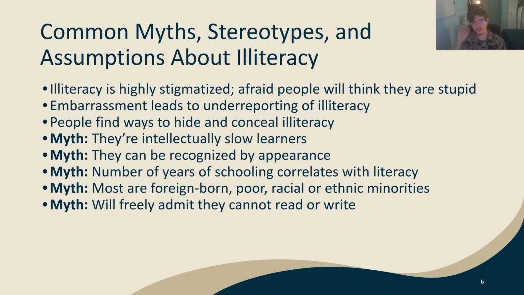So, now let's talk about common myths, stereotypes, and assumptions about illiteracy. Illiteracy is highly stigmatized. People that are illiterate are afraid that people think they are stupid. Once again, I mentioned this earlier. Somebody can have an average IQ and be illiterate. Being illiterate does not mean somebody is stupid. People can be very articulate and very smart, but not know how to read. It happens. Embarrassment leads to underreporting of illiteracy. Once again, people are afraid they're going to think they're stupid, and so this type of thing tends to get underreported.